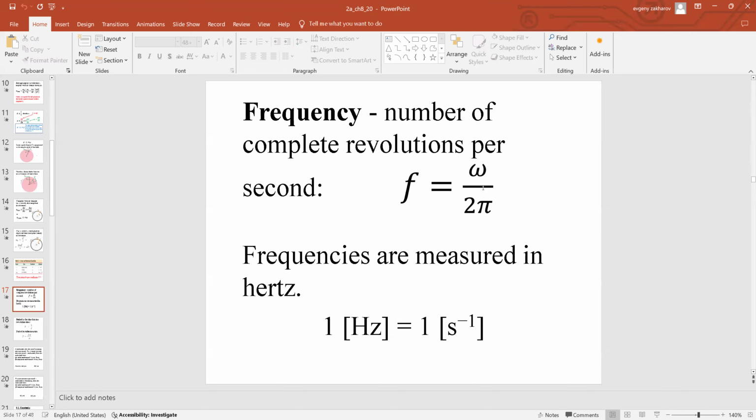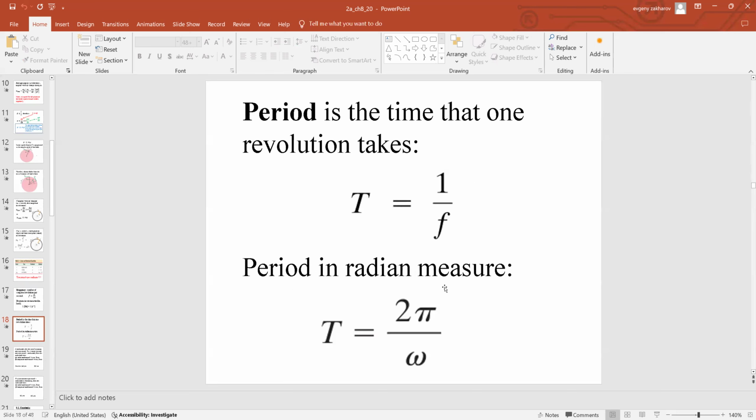So if it's omega over 2 pi for the frequency, then it's 2 pi over omega for the period. It's just the definition of a period. Remember, period is distance over the speed. Distance is 2 pi r, speed is v. Convert your v to r omega, and r cancels, and you're left with 2 pi over omega.